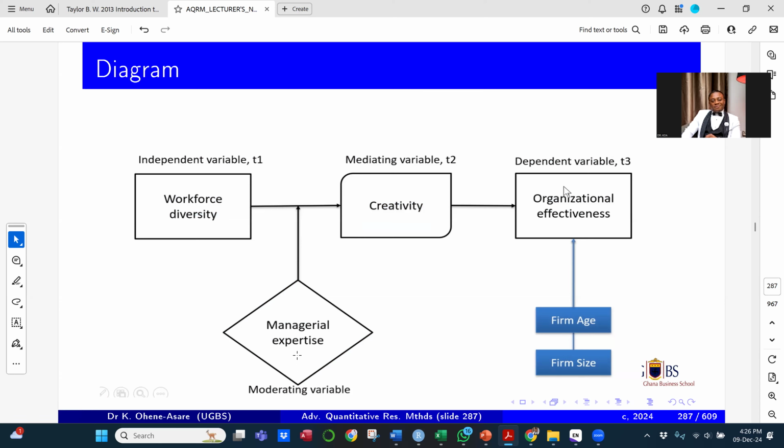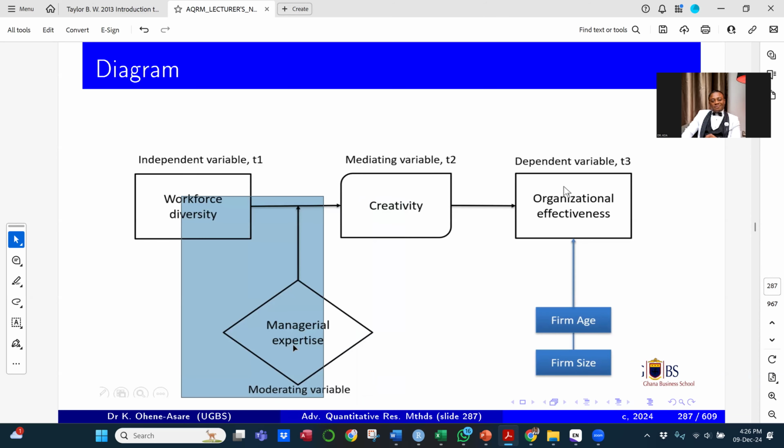That is not the same as moderating. Moderating is when you bring both workforce and managerial expertise, and then you look at workforce affecting creativity, but the managerial expertise is present. And when that is present, that makes these two moderating.